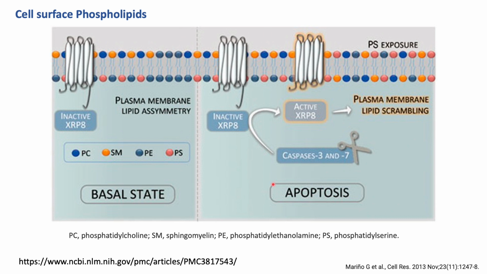Once the apoptotic program is activated, caspase 3 and 7 are able to cleave and activate the XRP8 protein, which acts as a lipid scramblase and leads to the loss of lipid asymmetry, resulting in phosphatidylserine exposure to the extracellular space. Phosphatidylserine is denoted by red circles here. This rearrangement of the membrane lipids acts as an eat-me signal that allows phagocytosis of post-apoptotic cell corpses.